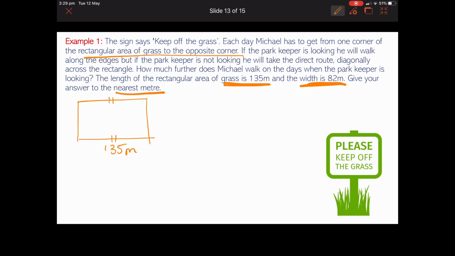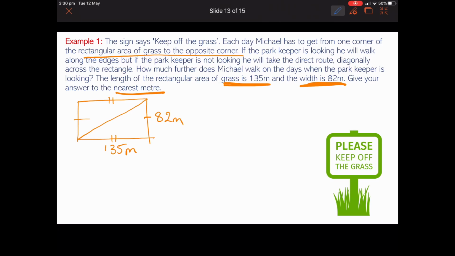So those two sides are 135, these two sides are 82 metres, and we want to know firstly that diagonal distance, but that's not the answer to what we're being asked to find. We've then got to find the difference compared to Michael walking around the outside edge to get from one corner to the other. So a lot of the time these questions, as I said, they've got two very distinct parts to them.